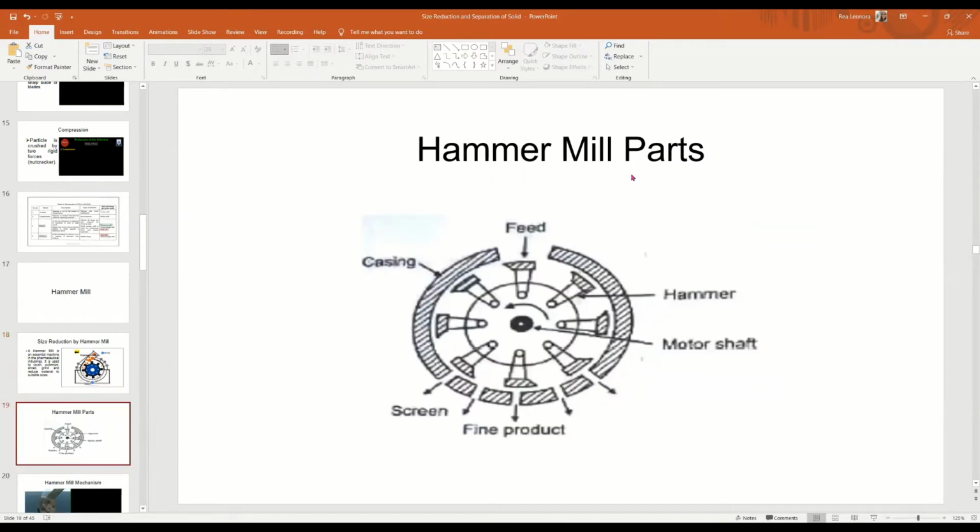So next are the hammer mill parts. First is the motor shaft. Then next is the feed, where the material is placed and inserted.